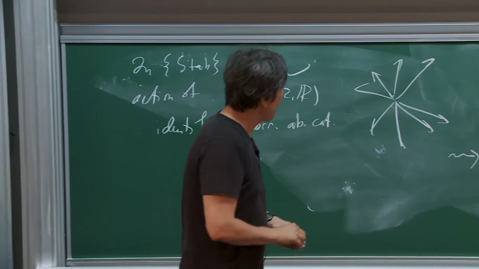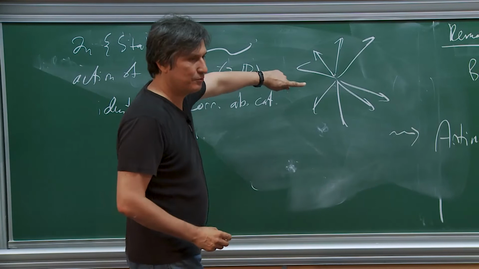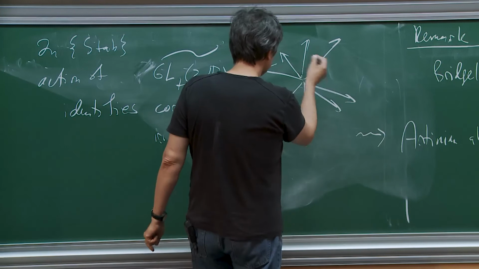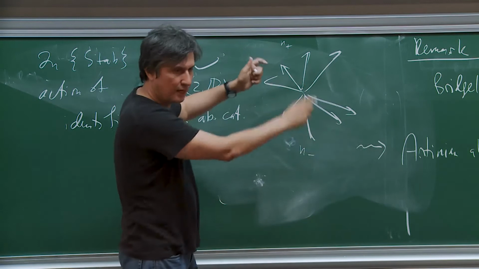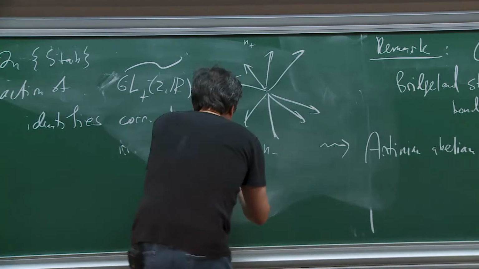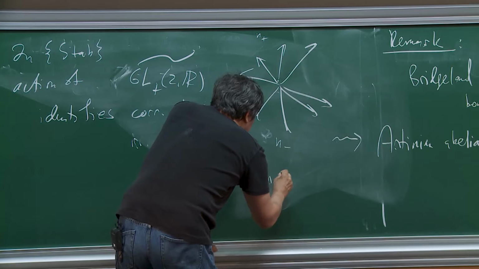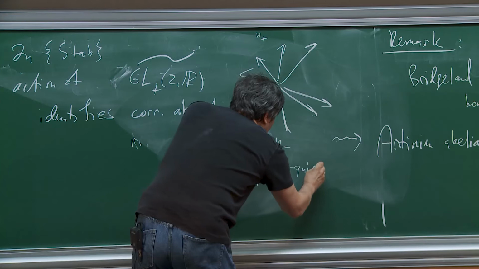How to see why it's identified with the corresponding abelian categories? If you fix some number of rays, with n plus and n minus the numbers of rays going up and down, you can see it's a representation, a functor from the quiver to your triangulated category.